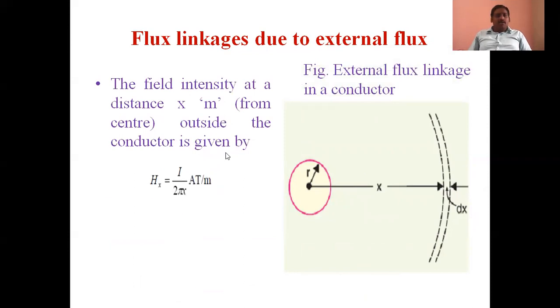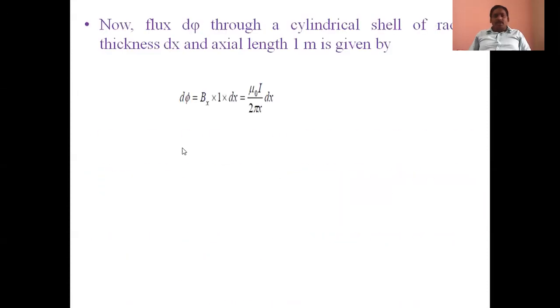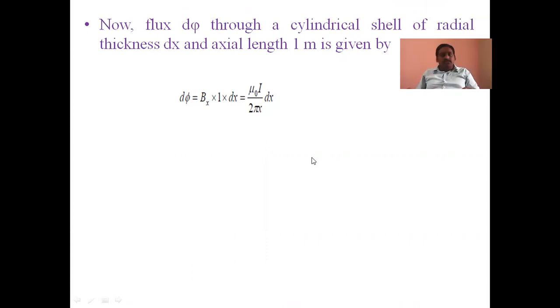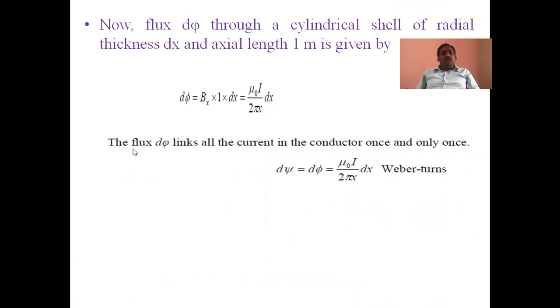So then Hx is equal to, as usual, I by 2 pi x ampere turn per meter. As usual, the flux density is also mu naught into Hx, which is mu naught into I by 2 pi x Weber per meter. And again, in the same manner, d phi is nothing but 1 into dx, mu naught into I by 2 pi x dx, because the length L is equal to 1 meter and the differential radius is dx. Is it? So next, the external flux linkages we have to calculate.